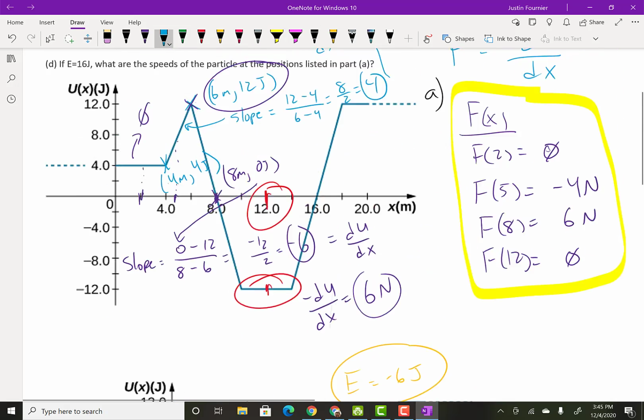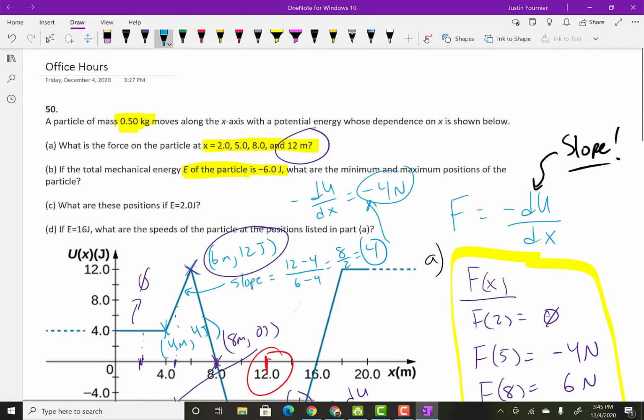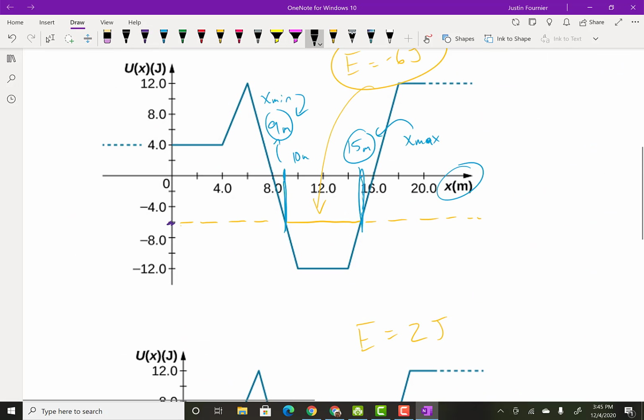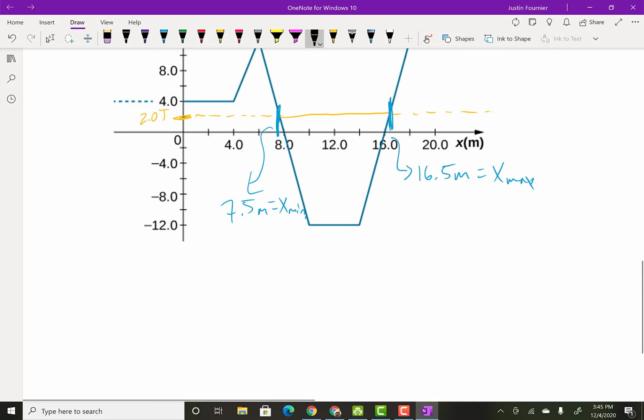So then finally, we're looking at if the energy is 16 joules. Now if the total energy is 16 joules, what are the speeds of the particle at the positions in part A? What are the speeds of the particle for these positions in part A? So now we're trying to look at the speeds. So okay, let's do that now.